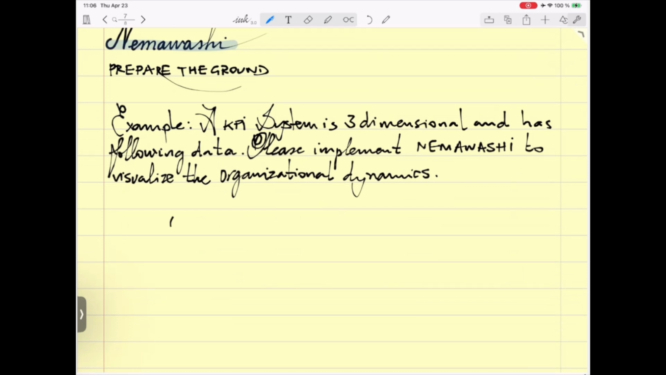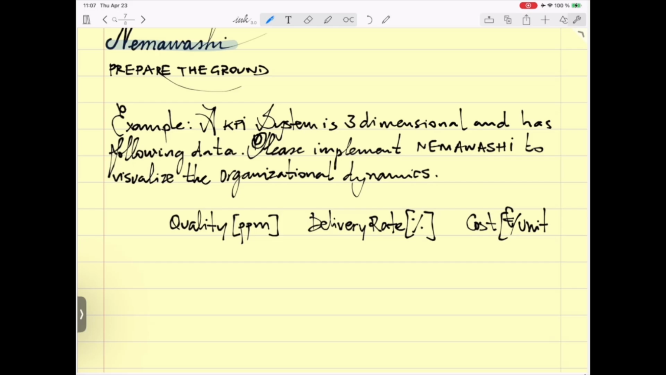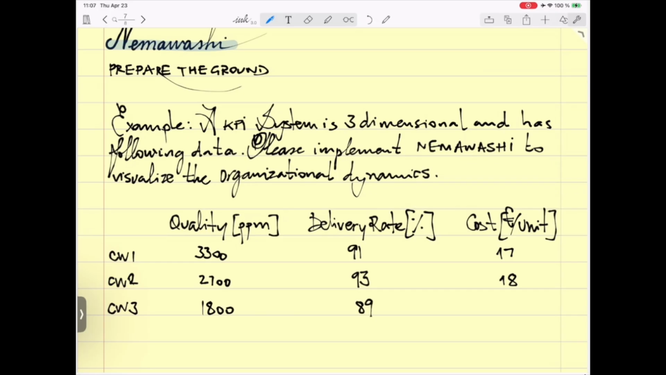Let's say we have here quality measured in ppm. Then we have delivery rate measured in percentage. We have cost measured in euros per unit. And we have different calendar weeks: calendar week 1, 300, 91, and 17. Calendar week 2, 700, 93, and 18. Calendar week 3, 1800, 89, and 16.